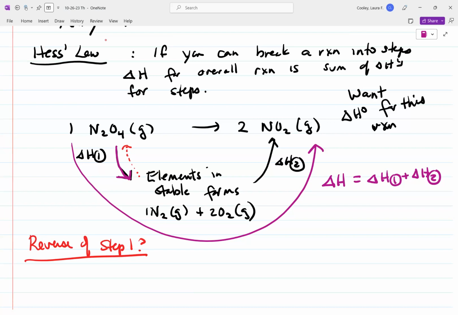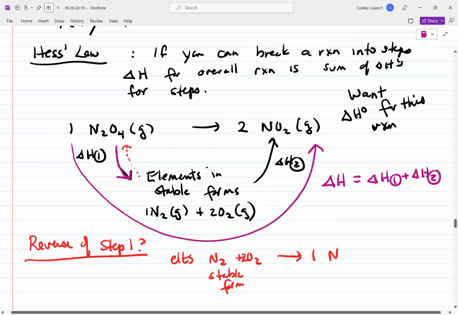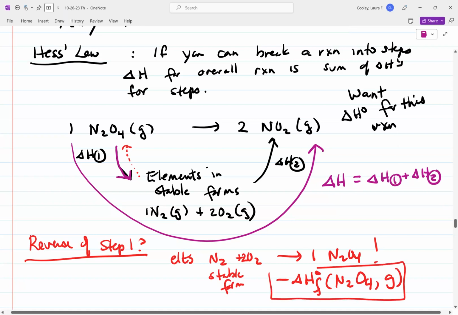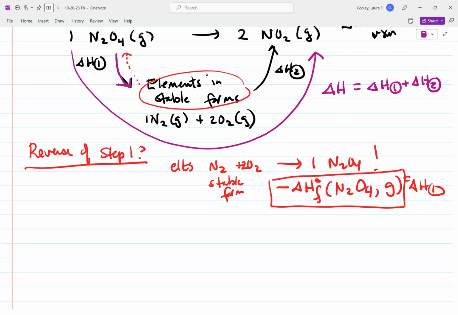Because you start with the elements in their stable form. The reverse of step 1 is starting with the elements N2 and O2 in their stable form and forming 1 mole of N2O4. That's the reverse of the delta HF0 of N2O4. That's the delta H for step 1. Okay? Do you understand that? Does it make sense? We have the elements here in their stable form, forming N2O4. The reverse reaction is delta HF0. So that means that this purple direction is the negative of delta HF0 for N2O4.